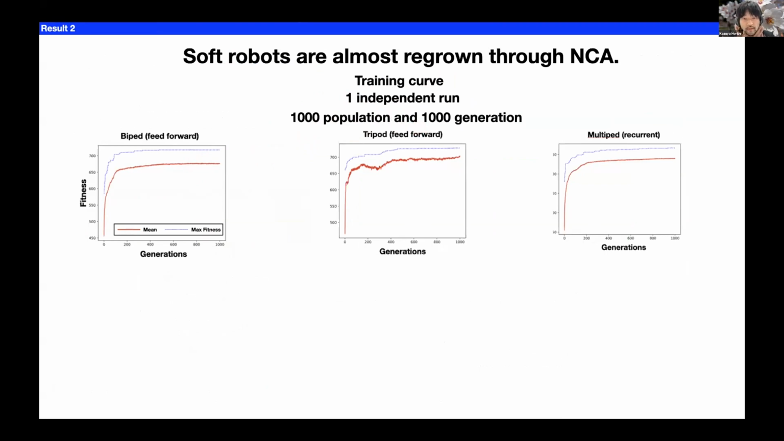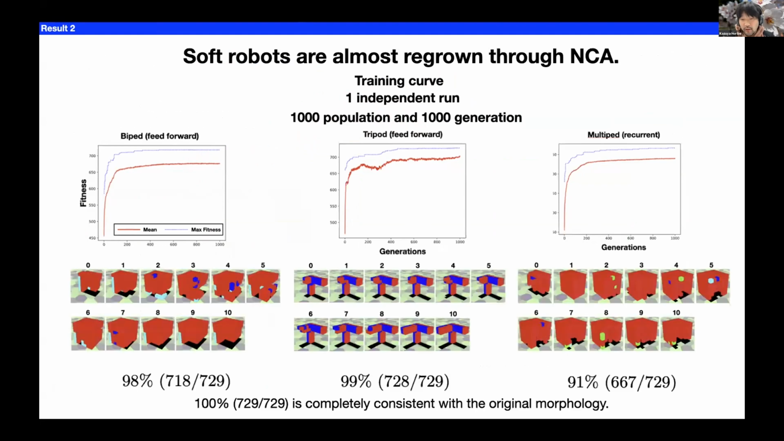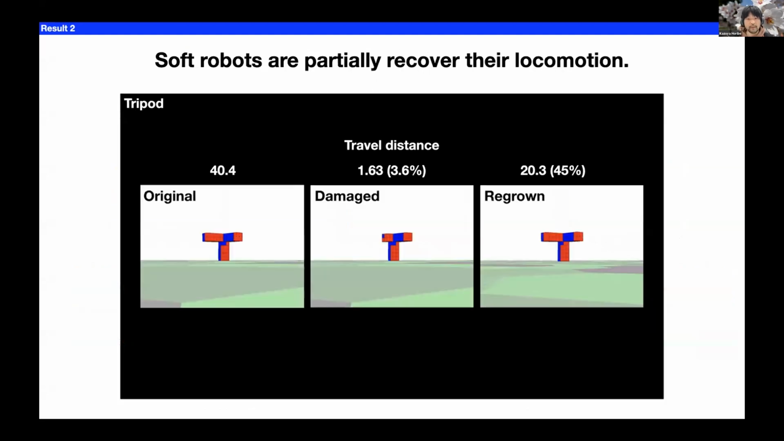The training works well, so we almost regrown the morphology from 90% to 80%. So we also tried to check whether they recover their locomotion. So this is an example of the tripod.